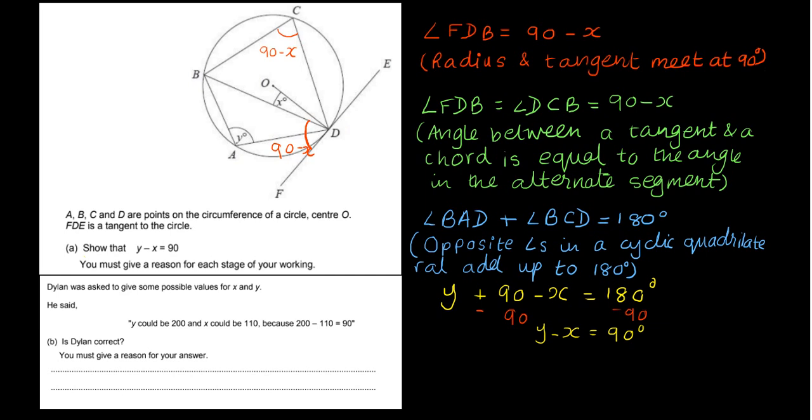And now let's do part B quickly. Dylan was asked to give some possible values of x and y, and he said y could be 200 and x could be 110, because 200 minus 110 is equal to 90 degrees. Is Dylan correct? You must give a reason for the answer.